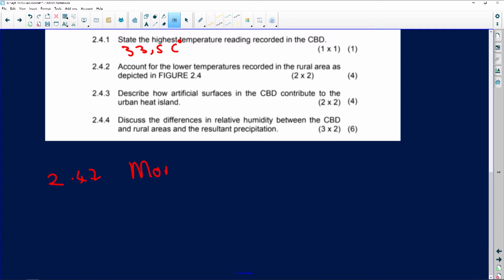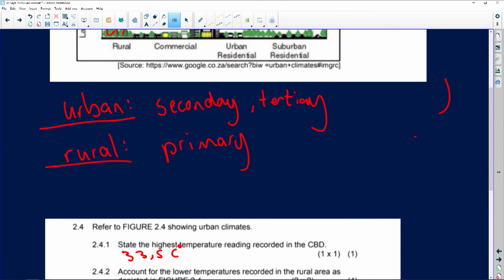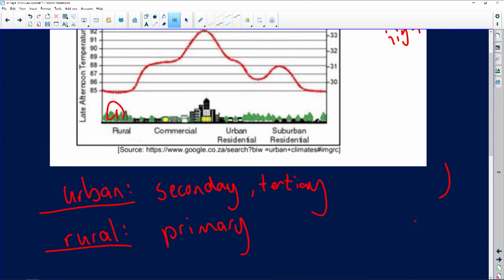So what we basically need to discuss, and I'm going to mention quite a few, you can mention any of them. Why are the rural areas cooler than the CBD or urban areas? First of all, more vegetation. Let's just say natural vegetation. Okay, first reason why. The second one that we can mention, now keep in mind, when we look at our commercial properties like the CBD.